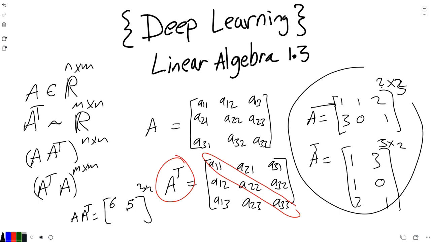For the second row, we take the second row from the first matrix, 3 0 1, times 1 1 2, so it will be 3 times 1 is 3, plus 0 is 3, and plus 2 is 5. And 3 times 3 is 9, plus 0 and 1 is 10. So this will be the multiplication of A times A transpose.